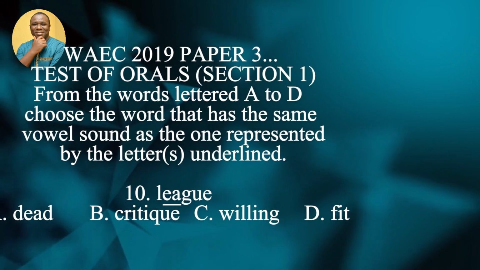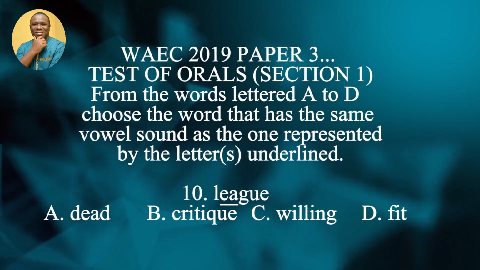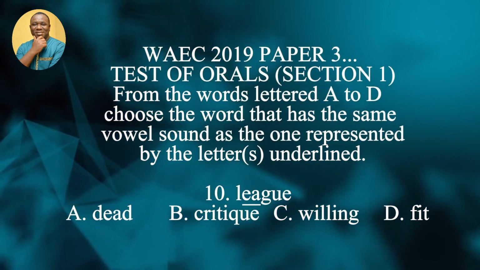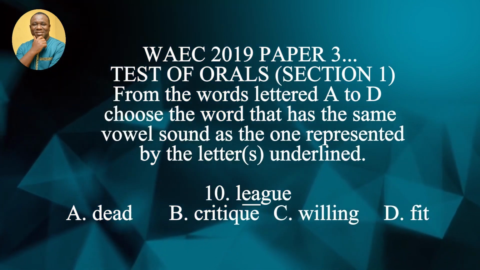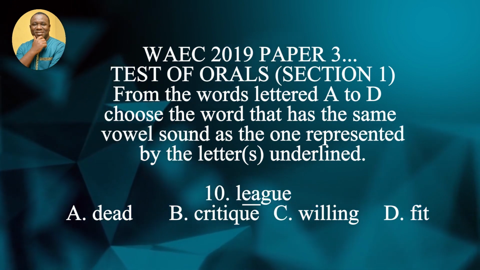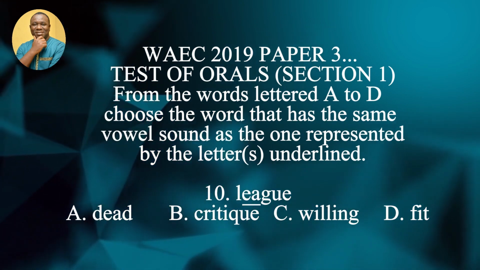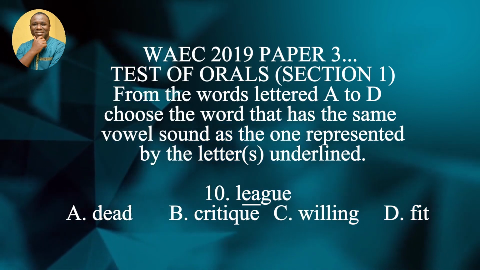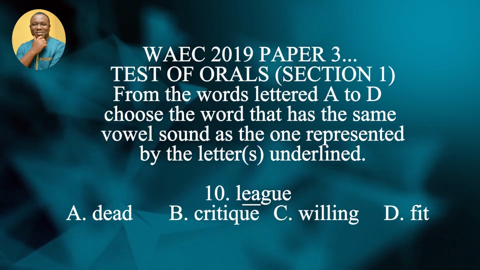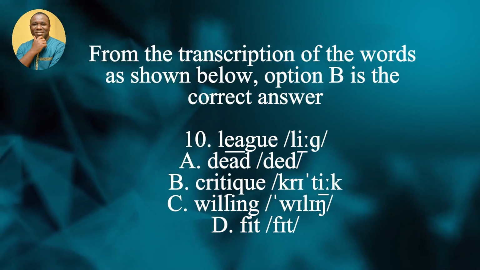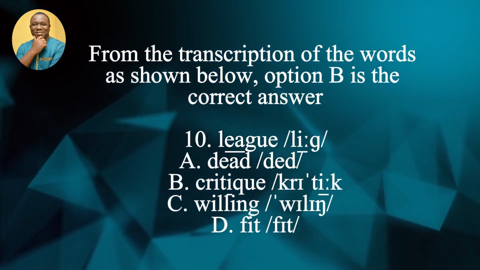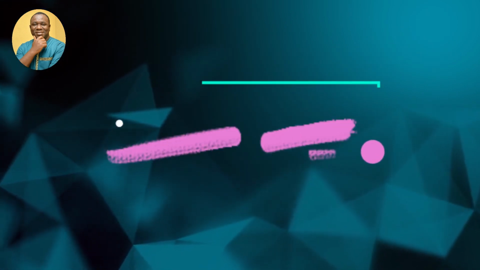And the last one is 2019 SSCE. From the words lettered A to D, choose the word that has the same vowel sound as the one represented by the letters underlined. The word is league. We have dead, critique, willing, fit. From the transcriptions of the words as shown below, option B is the correct answer.